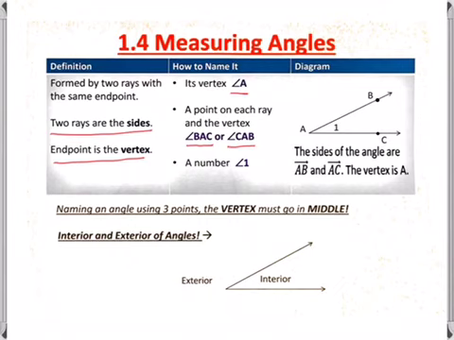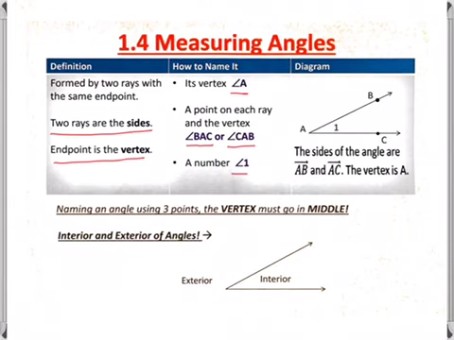Or you can name an angle by a single letter, or a single number, sorry. So in this case, angle 1. And when they say angle 1, they're not talking about the degree of the angle. It's just an undesignated number that is referencing that angle itself. So this is our diagram of angle BAC, angle A, angle 1, angle CAB.